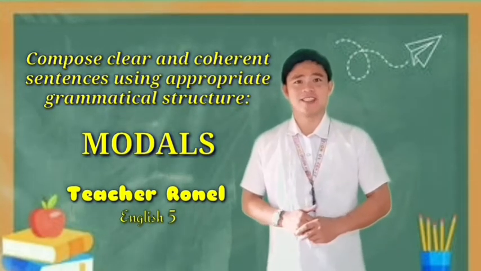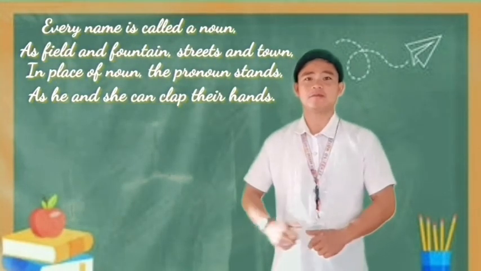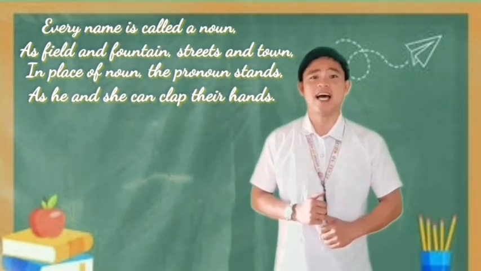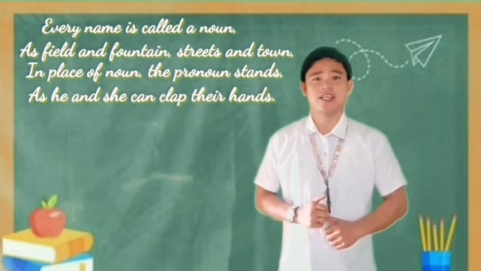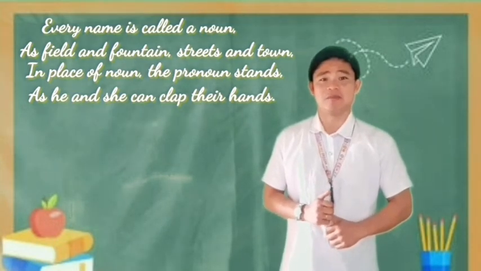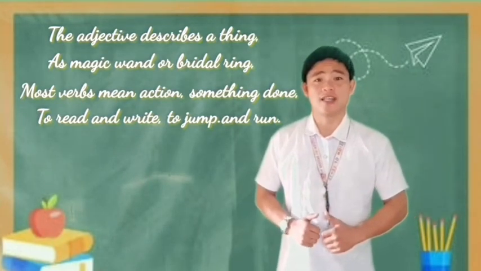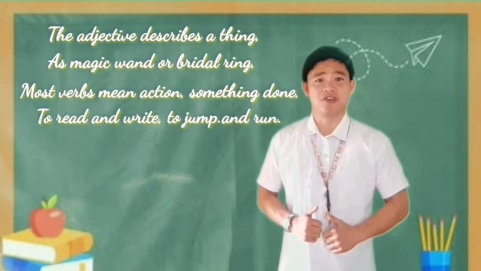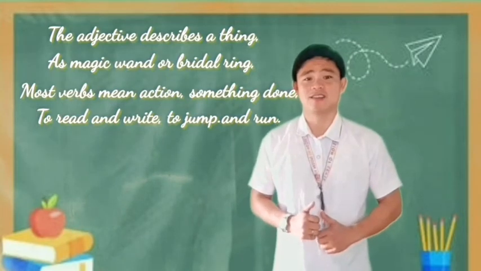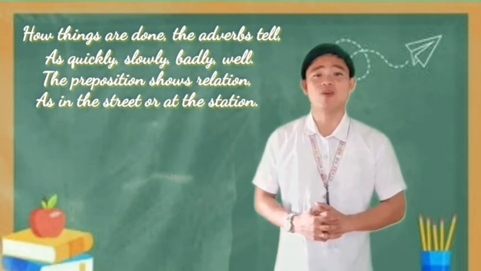To start our lesson today, let us recite this poem all together. Every name is called a noun, as field and fountain, streets and town. In place of noun, the pronoun stands, as he and she can clap their hands. The adjective describes a thing, as magic wand or bridal ring. Most verbs mean action, something done, to read and write, to jump and run. How things are done, the adverbs tell, as quickly, slowly, badly, well.